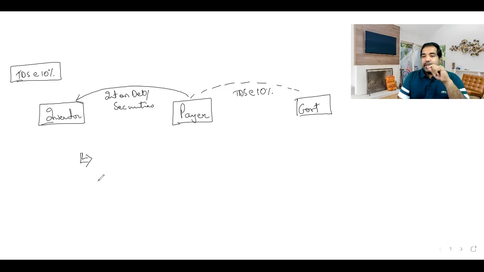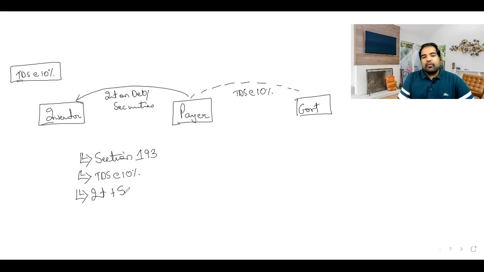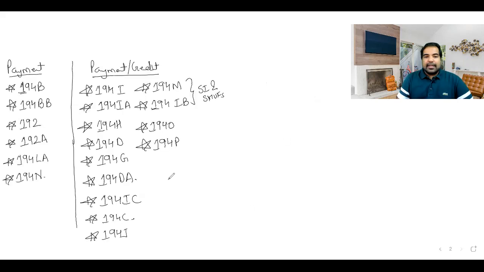Guys, this is section 193. Section 193 talks about interest on debentures and securities. The TDS rate will be 10%, and this will be only if the interest amount is more than 5,000 rupees. So only if the interest is more than 5,000 rupees, there will be TDS at 10%. And in case of government securities, the TDS rate is also 10% if the interest is more than 5,000. Again, if no PAN, 20%. Payment or credit basis, whichever is earlier. I'm making a small bifurcation because from here onwards, all of them are income. This is the first one, section 193.